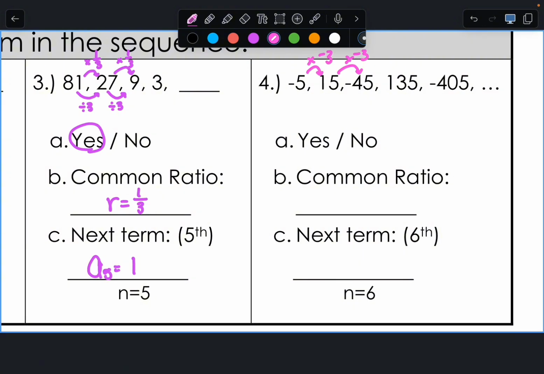Okay? So is this a geometric sequence? Yes, with our common ratio being -3. And to get the next term, to get a sub 6, what do we get? 1,215.